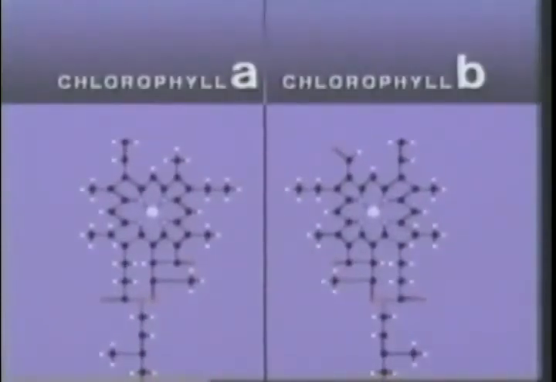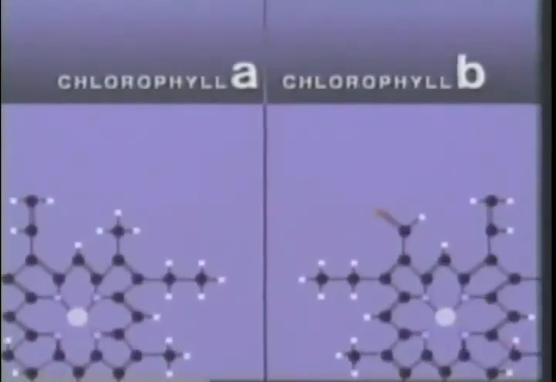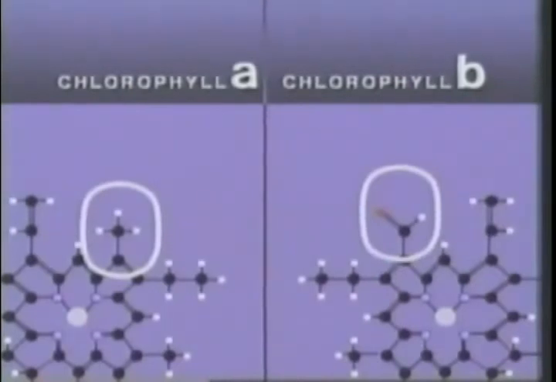Indeed, the red and violet wavelengths are absorbed almost entirely. It is chiefly the pigment chlorophyll that reflects green wavelengths and absorbs red and violet wavelengths. In fact, two different forms of chlorophyll play an important role in photosynthesis, with chlorophyll A being the more important of the two. The only structural difference between them is that this CH3 group in chlorophyll A is replaced by COH in chlorophyll B.